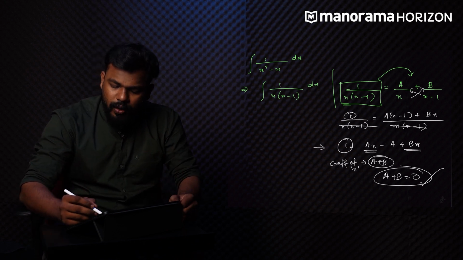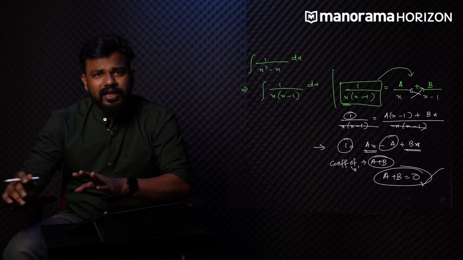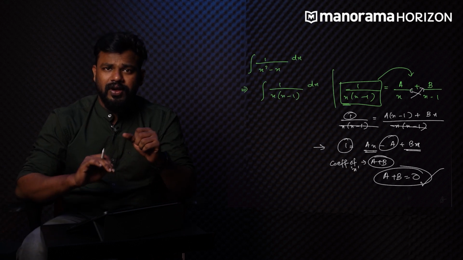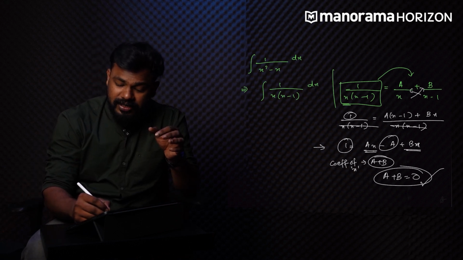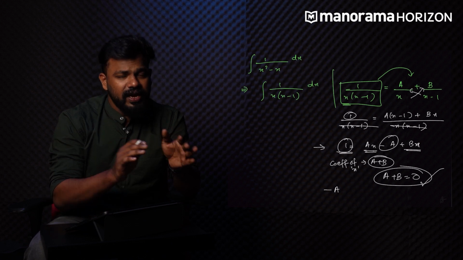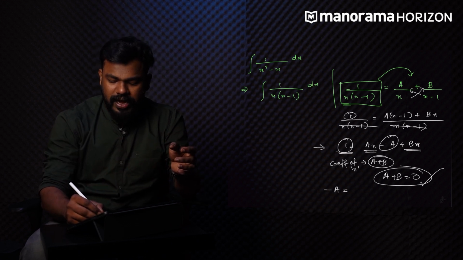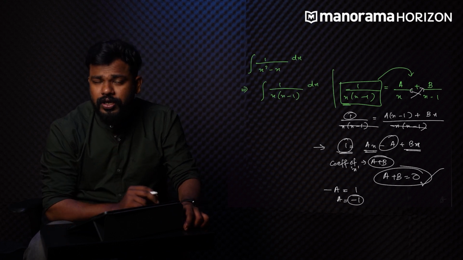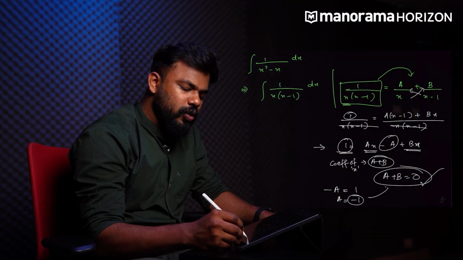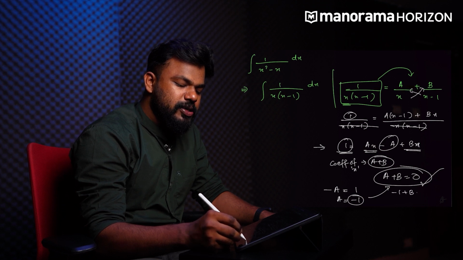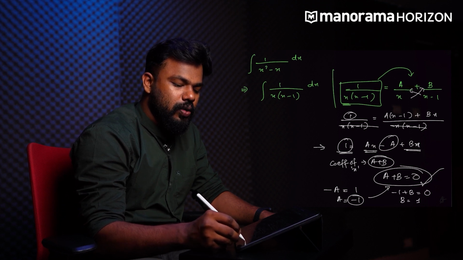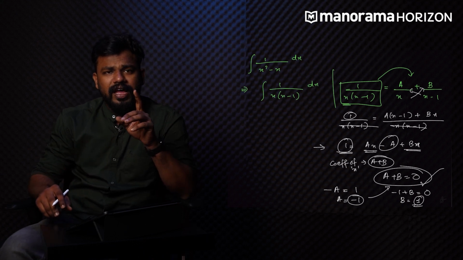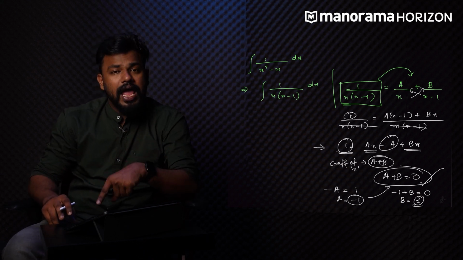Okay. Now you have one term left over, which can be called a constant because it does not have any x terms. That term here is minus a, and on the left side you also have a constant, which is 1. So minus a equal to 1, or a equal to what? Negative 1. Putting that over here, you will get minus 1 plus b is equal to 0, or b is equal to what? 1. So now you have the value of a, which is minus 1, and b, which is 1.